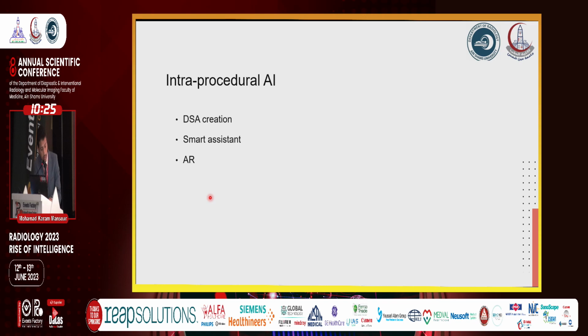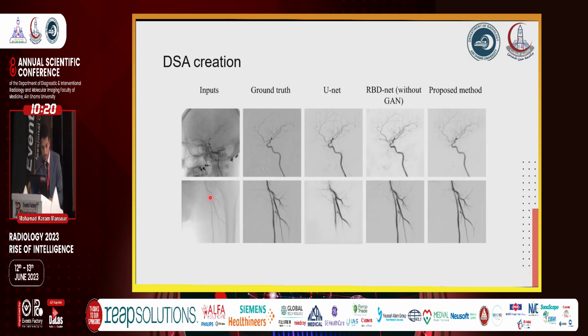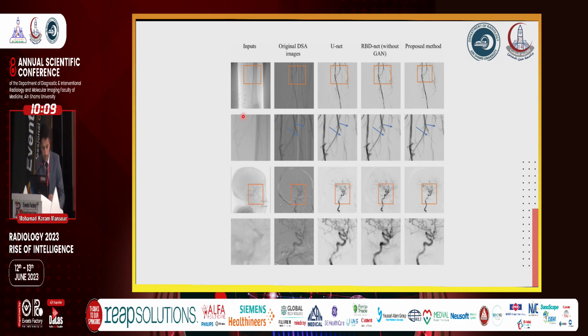And the intra-procedural AI, mainly DSA creation, smart assistants, and augmented reality. DSA creation is used to avoid the small movements made by the patient, which would need the DSA to be repeated. As you can see, this is the original DSA. Small movement makes the pictures a little hazy. The unit is actually used by Philips and Siemens. Siemens, since 2012, has this new technique that is used to decrease the haze and the movement of the patient. Actually, the respiratory movement cannot be avoided.